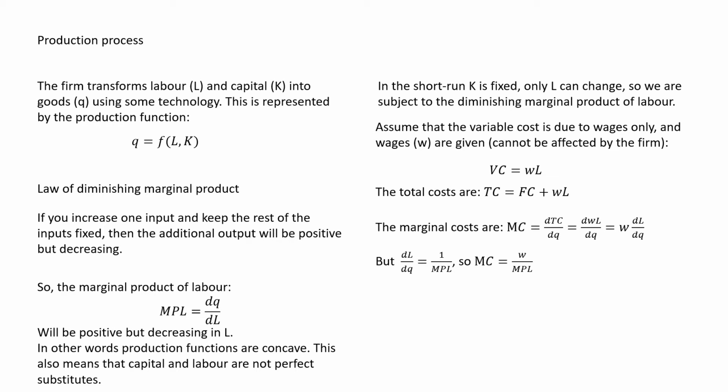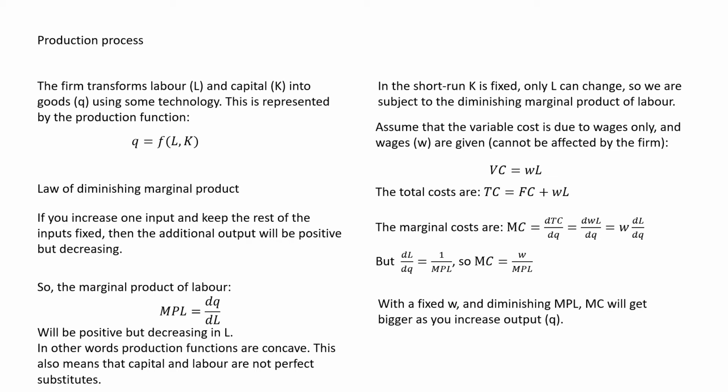Namely, we know that if dQ over dL is the marginal product of labor, then dL over dQ must be 1 over the marginal product of labor. These are just ratios after all, and our algebraic rules for ratios must hold true. This leads to the conclusion that the marginal cost is going to be the wage divided by the marginal product of labor.